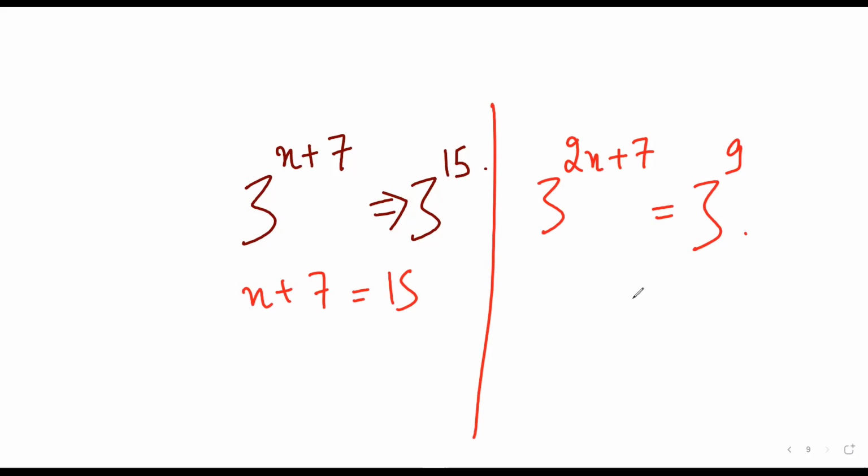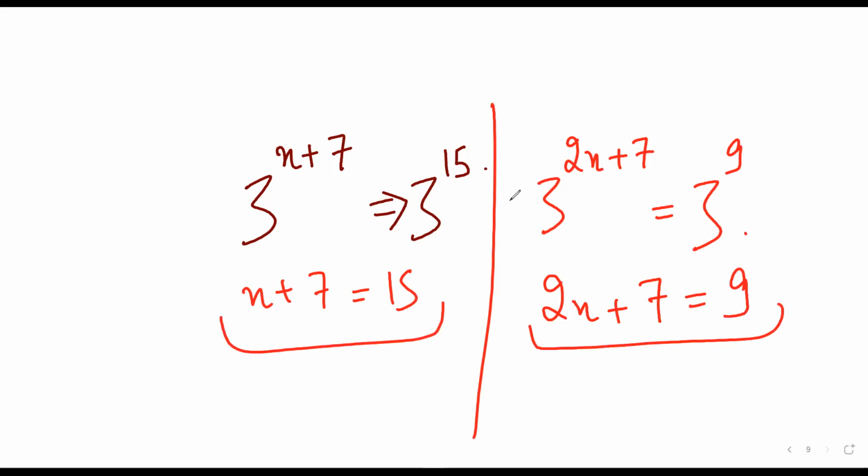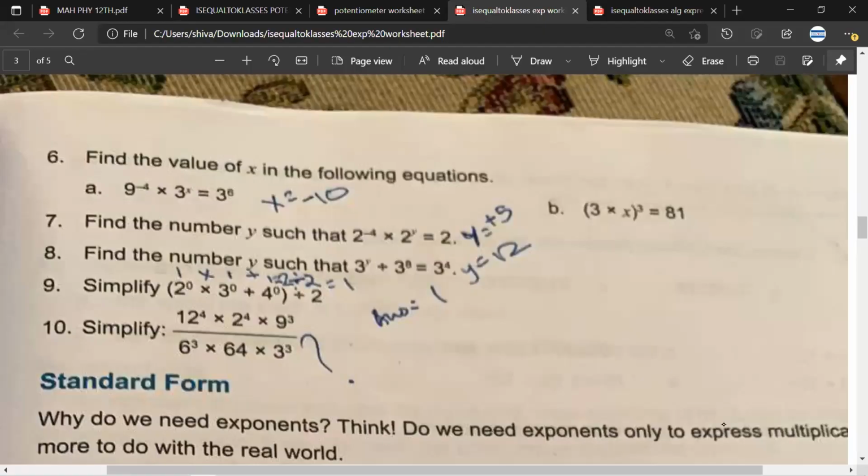So Satya, 2x plus 7 equals 9. Mr. Satya, any doubt? No, sir. Mr. Sarthak, any doubt? No.